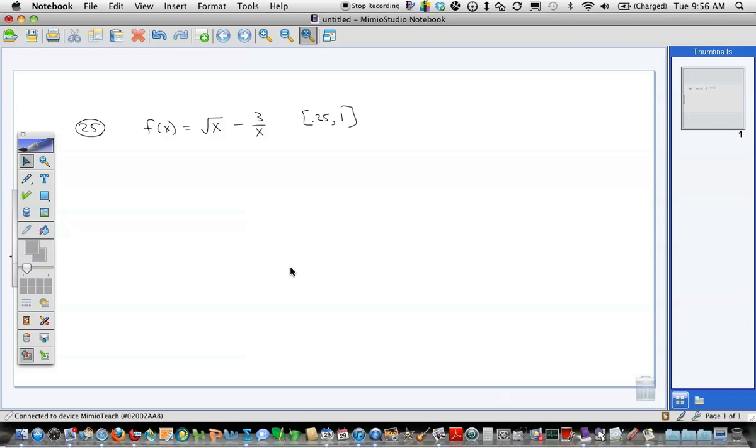So what we're going to need to do is the derivative of this function. Well, before we do the derivative, we want to write this as a power, so we can use our power rule. All right, so the derivative of this is how much? What would I get? 1/2 x to the negative 1/2, plus 3x to the negative second. Okay, so we have to be able to do that power rule.